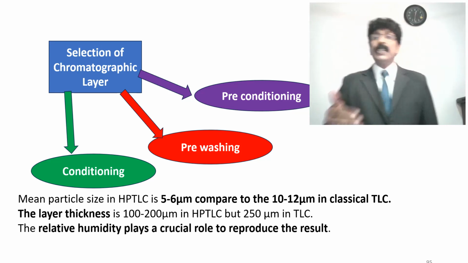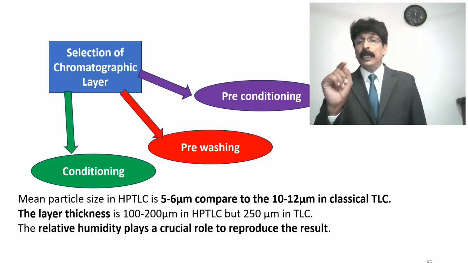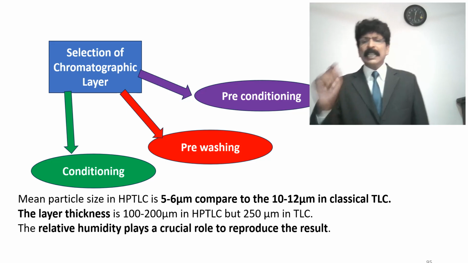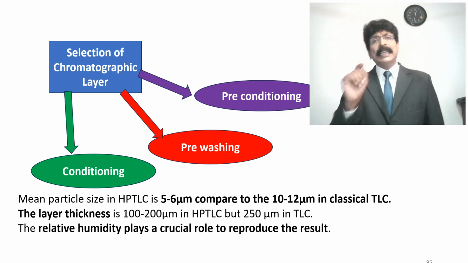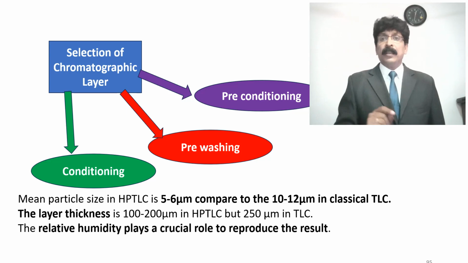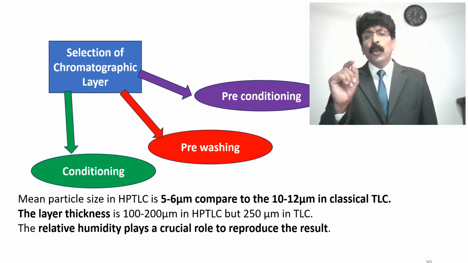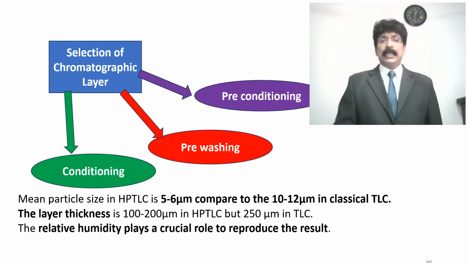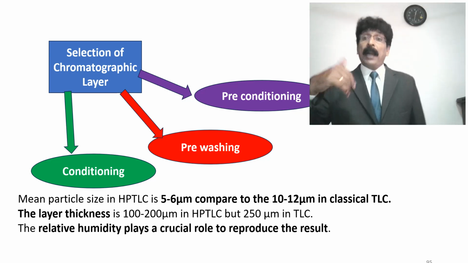Mean particle size of HPTLC is 5 to 6 micrometer or micron compared to 10 to 12 micron in classic TLC. But in classic TLC it is a little larger actually. When you see the layer thickness, it is 100 to 200 micron in HPTLC, but you can see 250 micron in TLC. So we are talking about the thickness and the particle size.